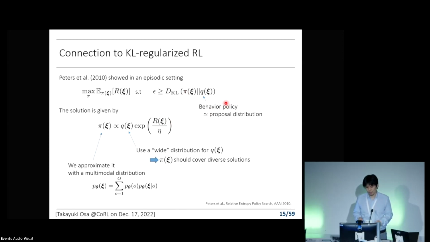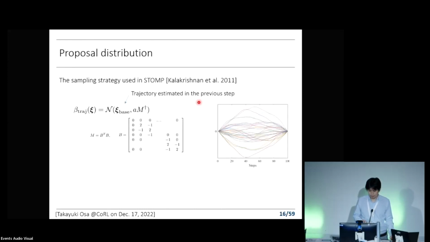We want to keep the policy update within the trust region, and we want to obtain the monotonic improvement of the policy. So we expect this behavioral policy to cover a local region and not to cover diverse behaviors. In contrast, in our framework, we use a wide distribution for this proposal distribution, and we expect to cover diverse behaviors. By using this implicit constraint, the solution should also cover diverse solutions, and we approximate it using the multimodal distribution. So this is the reasoning for using this kind of constraint.